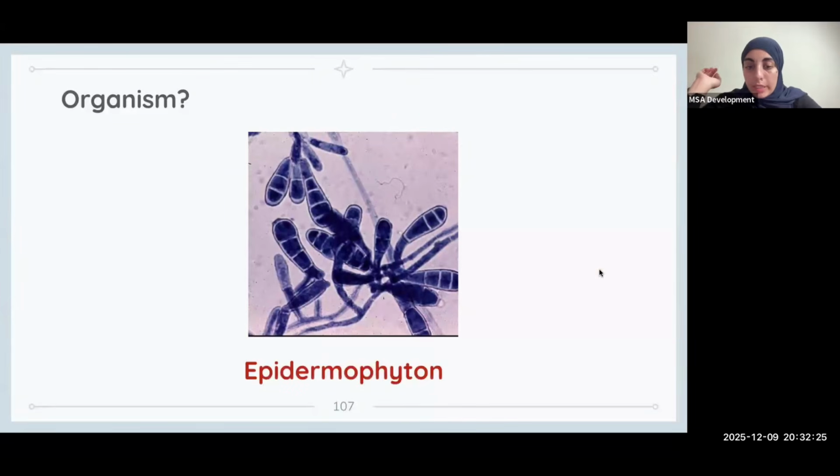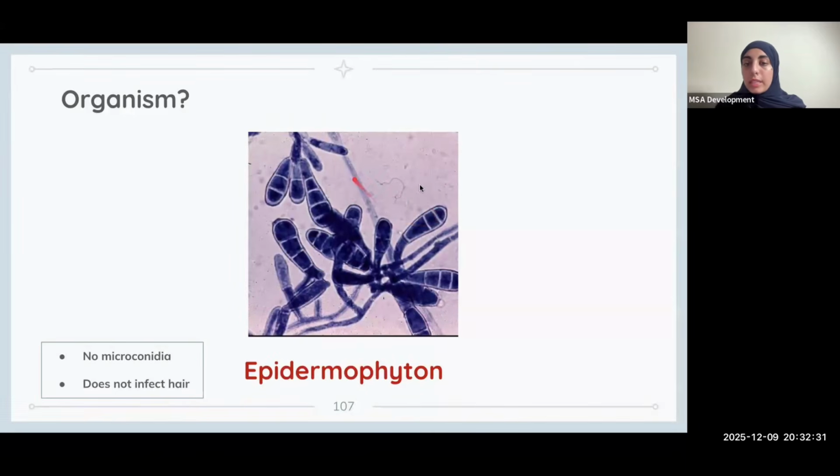This is epidermophyton. It does not have microconidia, so just look at it. There's no microconidia, it's only the macroconidia. And the macroconidia are more like broad at the edge, like the distal part of it is more broad. It does not have microconidia, just remember that. And it does not infect the hair. The one in the hair is microsporum, right?